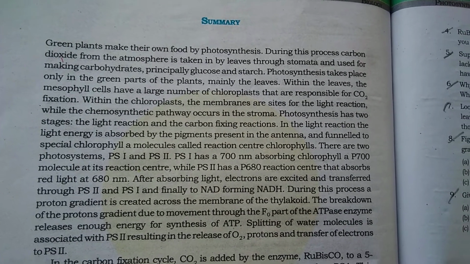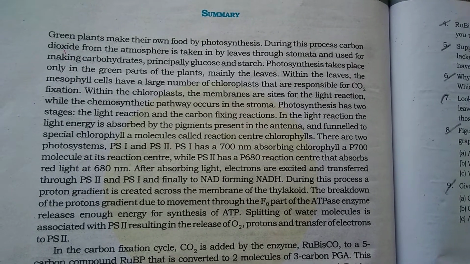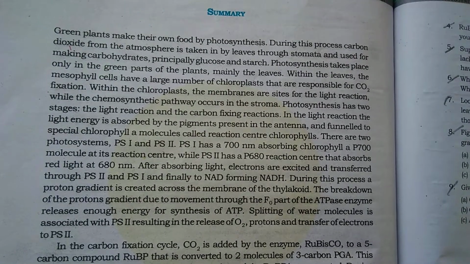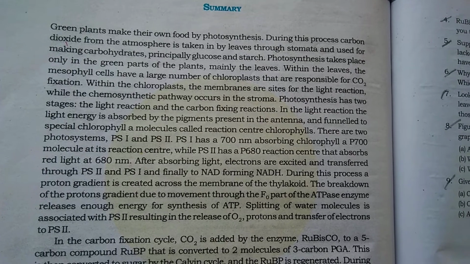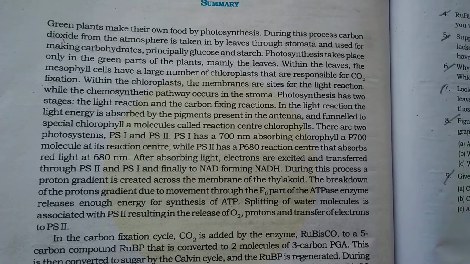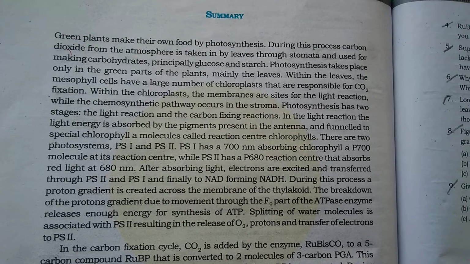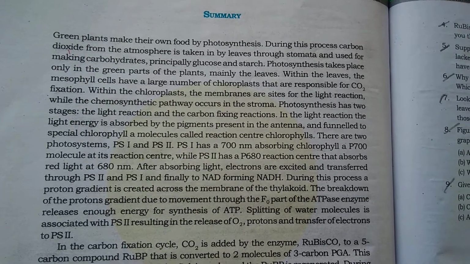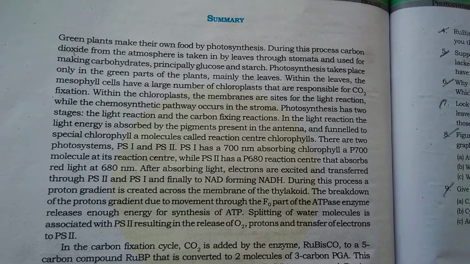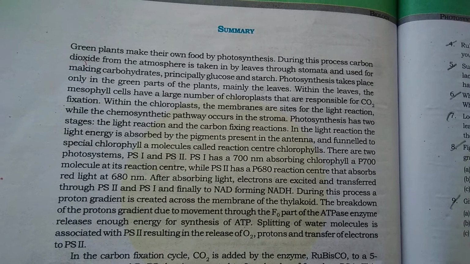P680 absorbs light at 680 nanometers, and electrons are excited and transferred from photosystem 2 to photosystem 1, and finally to NADP to form NADPH. During this process, a proton gradient is created across the membranes of the thylakoid. The breakdown of the proton gradient, due to the movement through the F0 part of the ATPase enzyme, releases energy for the synthesis of ATP. Splitting of water molecules is associated with photosystem 2, resulting in the release of O2 and protons and the transfer of electrons to photosystem 2.